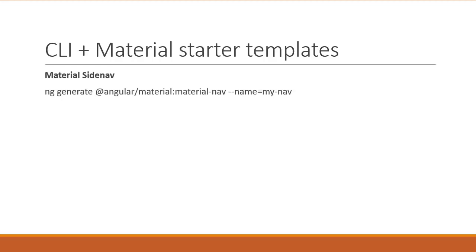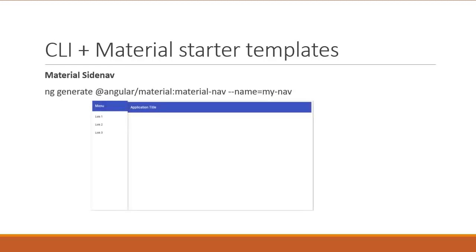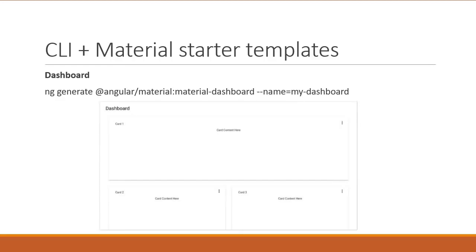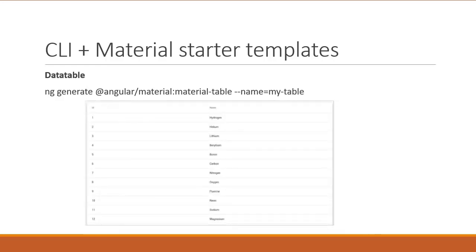The first one is Material Side Nav. And the command will generate a starter template including a toolbar with the app name and then the side navigation. It is also responsive. You also have a template for a dashboard which contains a dynamic grid list of cards. And here's the command to generate that. And finally, we also have a template for a data table pre-configured with a data source for sorting and pagination. Again, here is the command and here is a sample view of the data table.